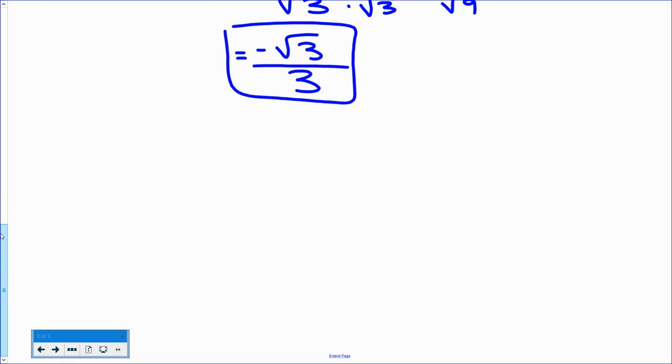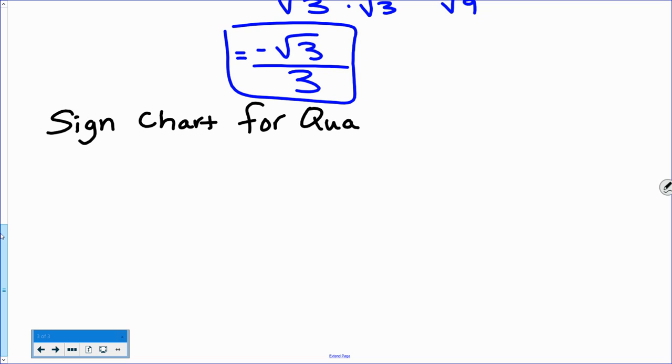Something else that you'll be asked to do: if you're in a certain quadrant, what's the sign for sine? When I say sign, I mean positive and negative for that function. So we're going to make a little sign chart, S-I-G-N, for our quadrants of our trig functions.